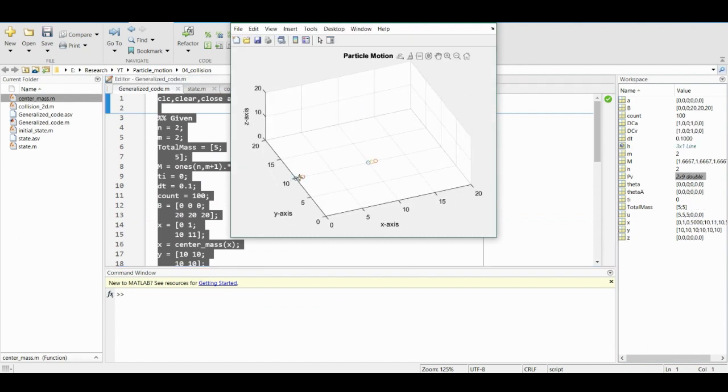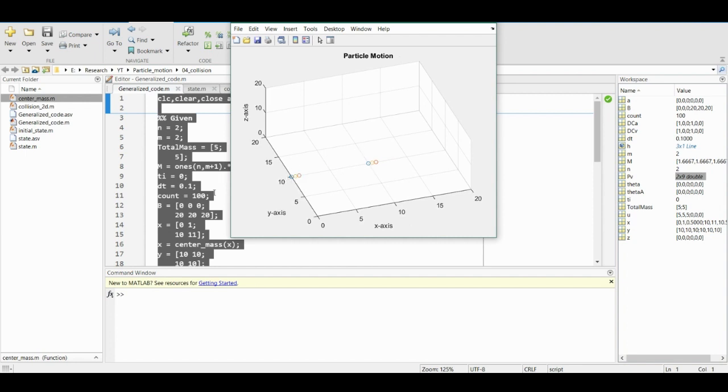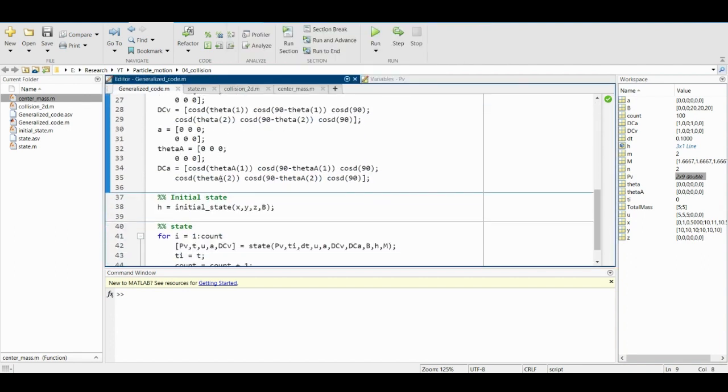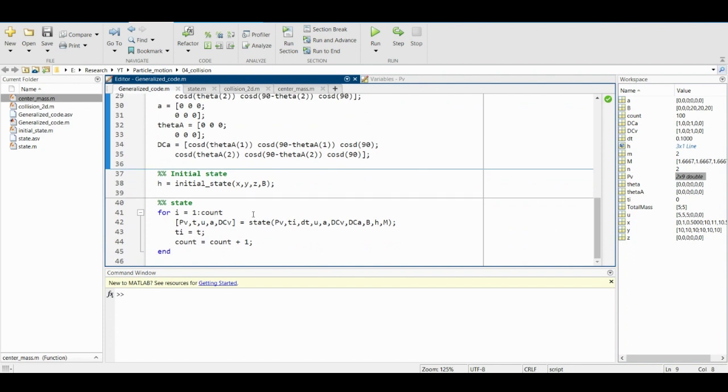Now this is particle 1 with 3 point masses, particle 2 with 3 points. I have to make this collide with this one and come back. Okay, this much is working very good. Initialization is good. The most important part is the state.